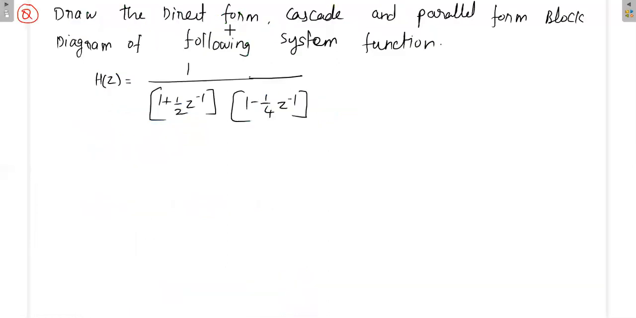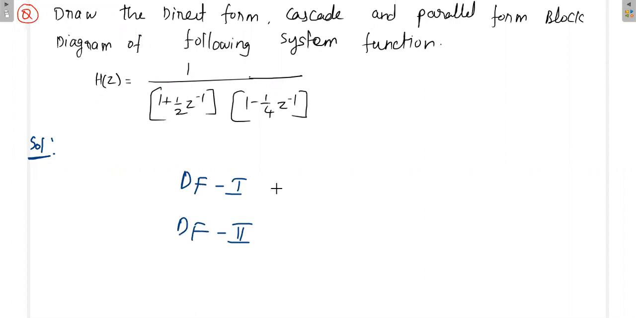Draw the direct form, cascade, and parallel form block diagram of the following system function. The basics of direct form, cascade form and parallel form we have already discussed for continuous time system. The same basics we'll be using here also, but here instead of s we'll be operating with z inverse. And in direct form itself, we have two formats, that is direct form 1 structure and direct form 2 structure.